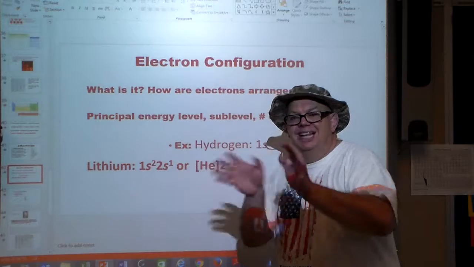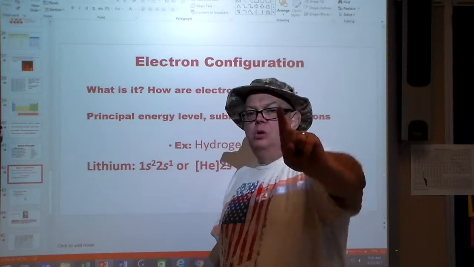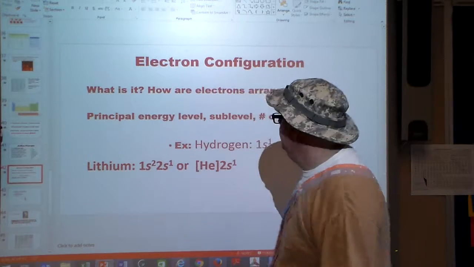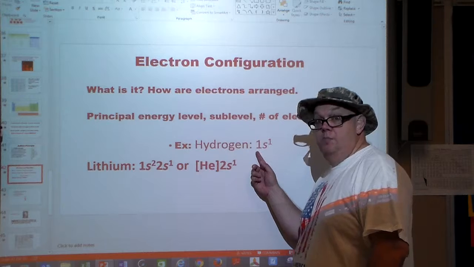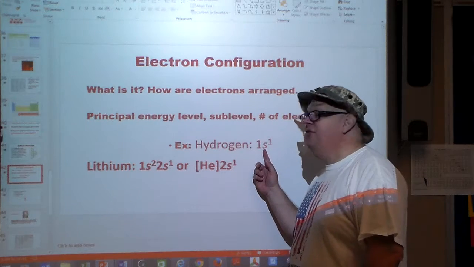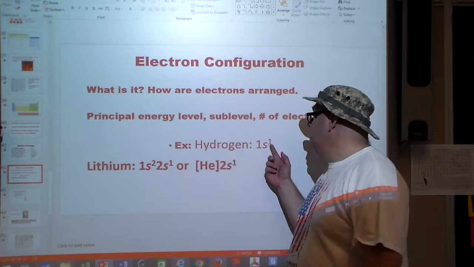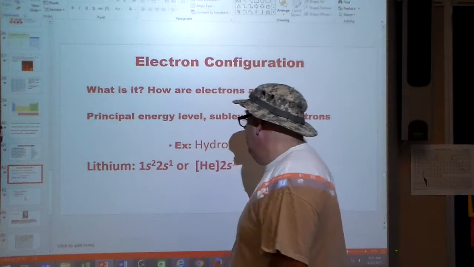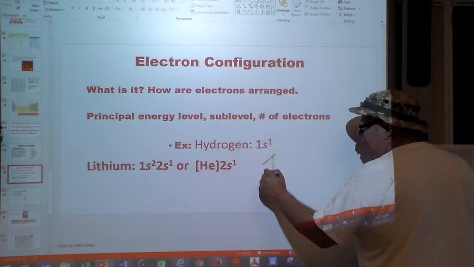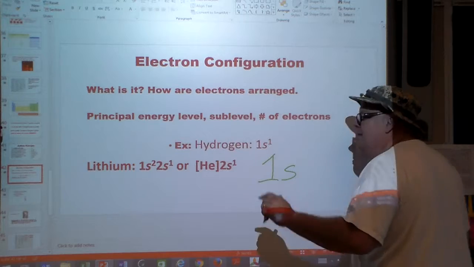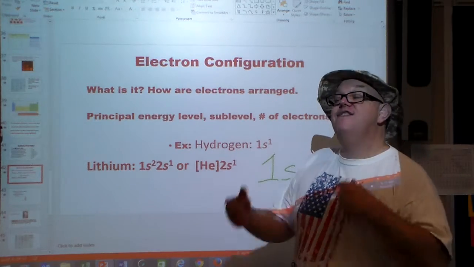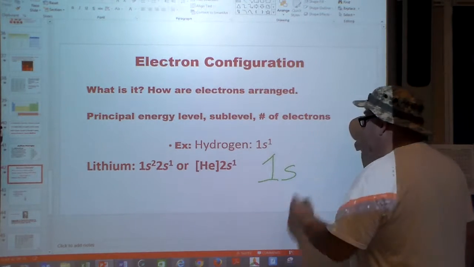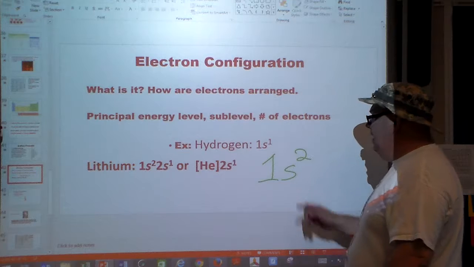So for example, hydrogen. Let's take the simplest one. It's got 1 proton, 1 electron. We're not worried about how many protons it's got. So hydrogen is going to be level 1, our basic energy level, sublevel s, our s orbital, and there's only 1 electron. Now we can look at helium. Helium would be level 1, sublevel s, but helium has 2 electrons. They fit inside the s orbital in our sublevel, and it would look like this. That's what it would look like.